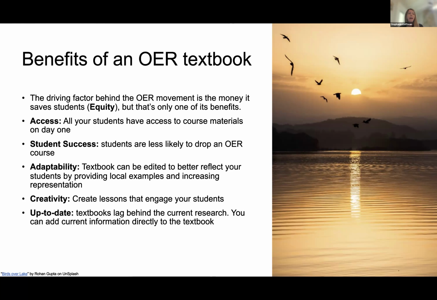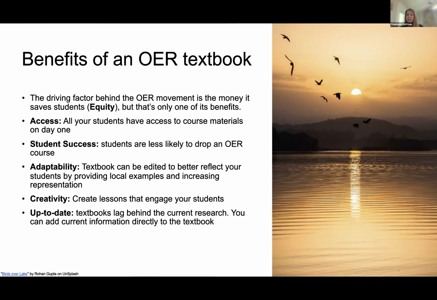Student success: there's data that suggests students are less likely to drop an OER course, and we've done our own internal surveys that also confirm that across the district. Students are less likely to drop a course if it has a 0 textbook cost. What we'll be talking about today are these last 3.